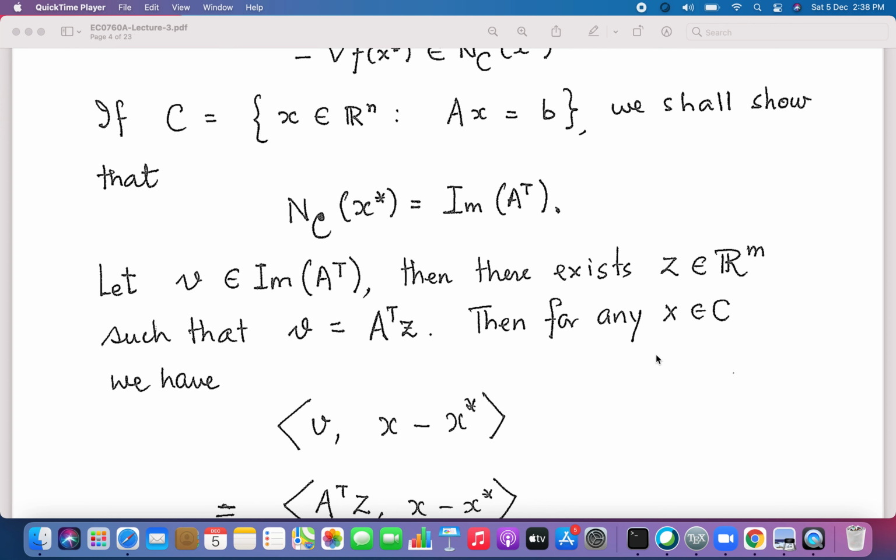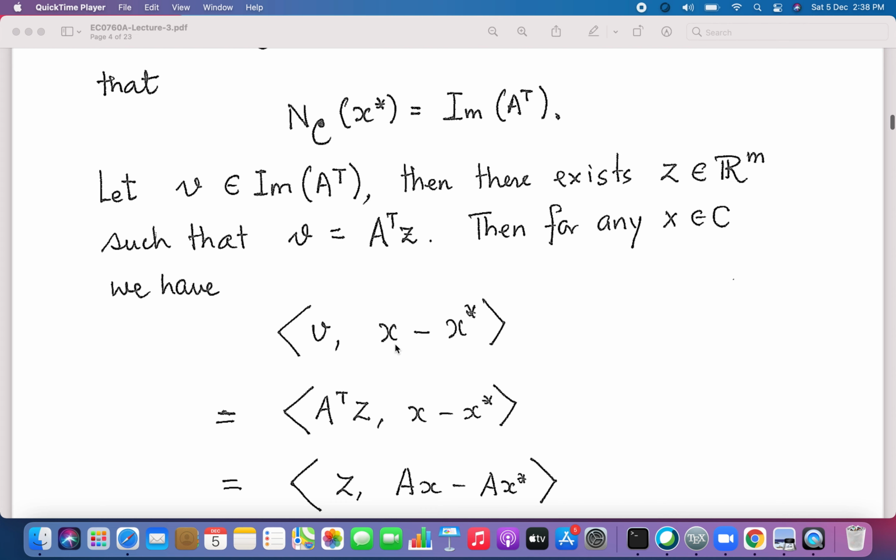Now let v be in the image of A transpose. What does it mean? There must be a z for which v is equal to A transpose z. Then for any x in C, let us compute the expression inner product of v with x minus x star. We want to see whether this v actually lies inside the normal cone. If it does, then we will know that the image of A transpose is a subset of the normal cone to C at x star, and then we would be left with proving the converse, the opposite inclusion.